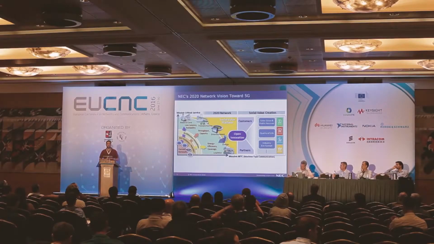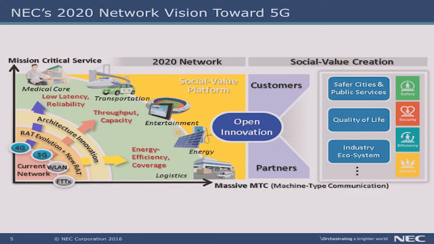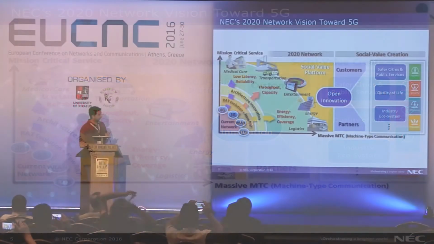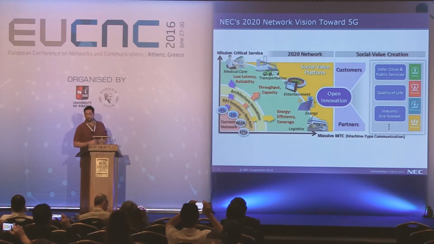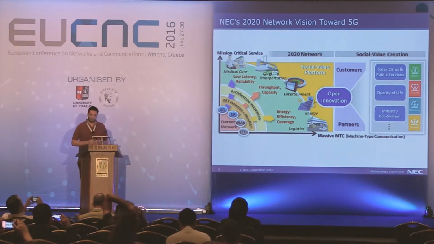So from NSC's perspective here, you have seen probably these figures a couple of times if you have been in presentations from in the past. What we are saying is we are moving from 4G, 3G, typical more throughput, more capacity evolution to having to deal with, let's say, massive machine type communications kind of scenarios like logistics, energy, or mission critical services like medical care, automotive, transportation, where we have more and more different requirements.